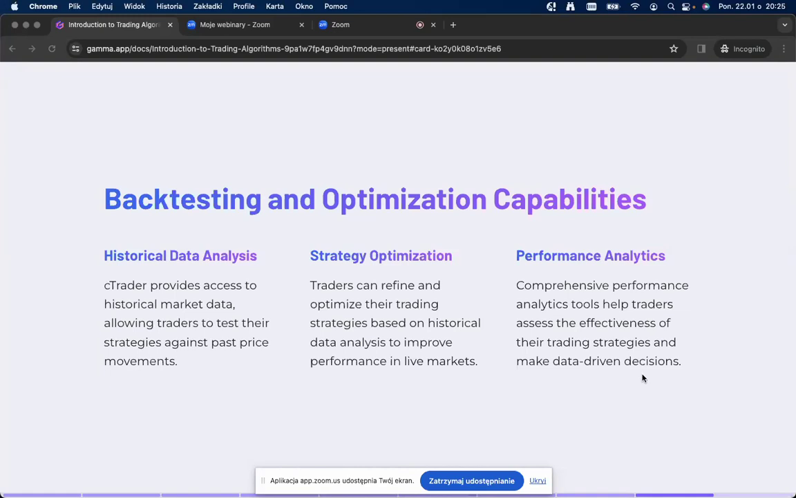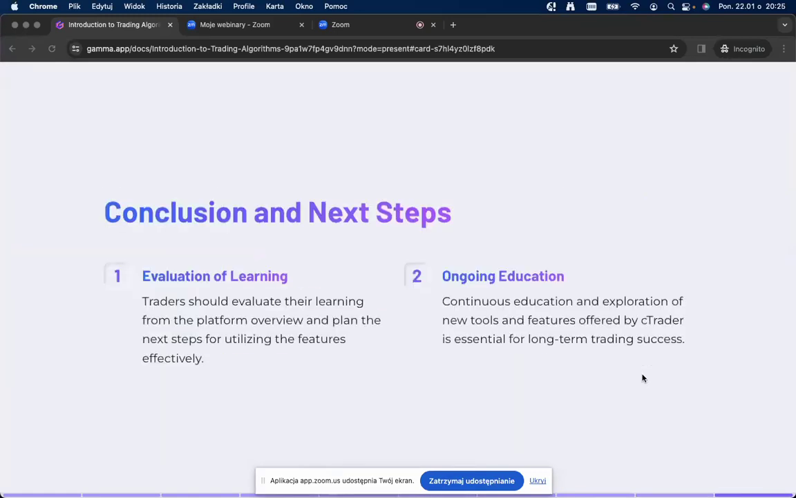And of course, we can do the performance analysis. Comprehensive performance analysis and analytics is possible for the algorithmic cBots on cTrader Automate in order to help traders assess the effectiveness of the trading strategy and, of course, make data-driven decisions.